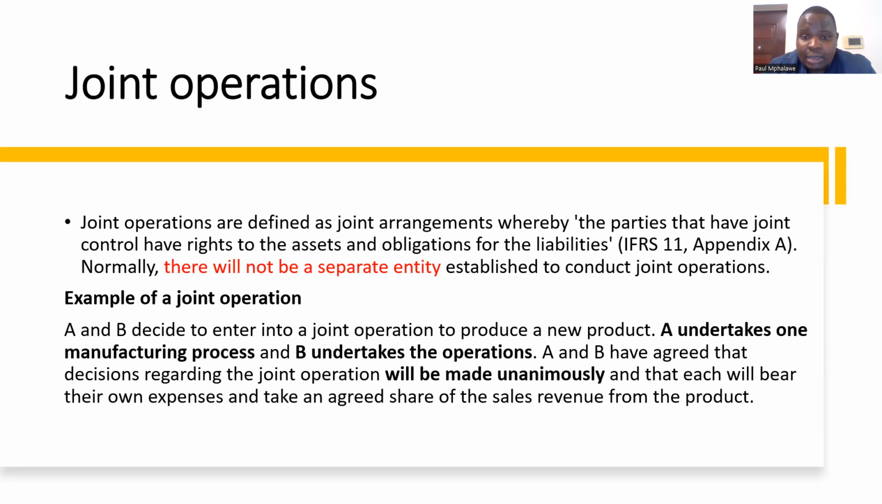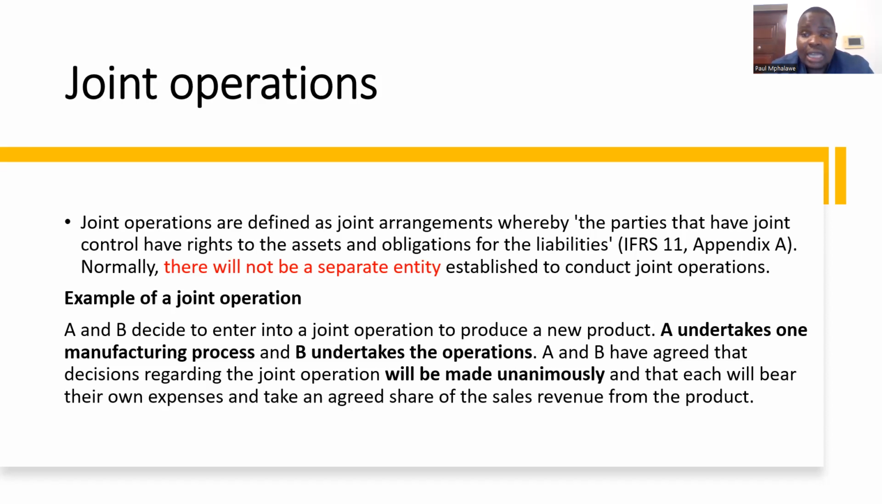Okay. And one company might agree to invest in part A and part B. The other company might agree to invest in part C and D, up until they bring forward a vehicle that takes people to the moon. That's basically an example. But no separate entity will be established for them to carry on with the operation.